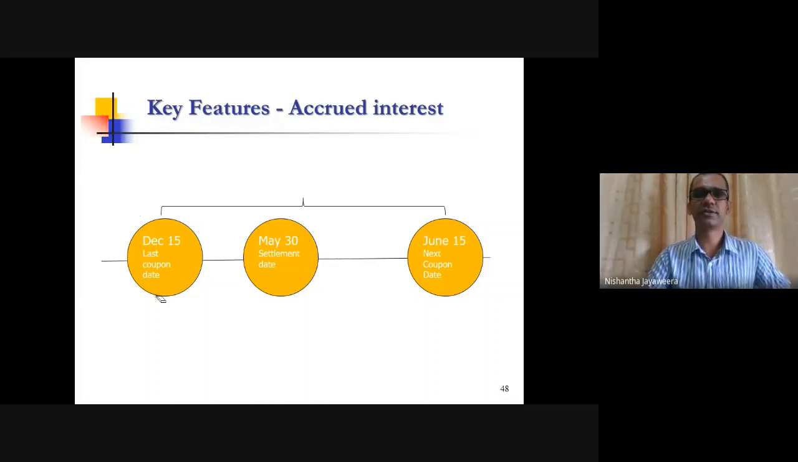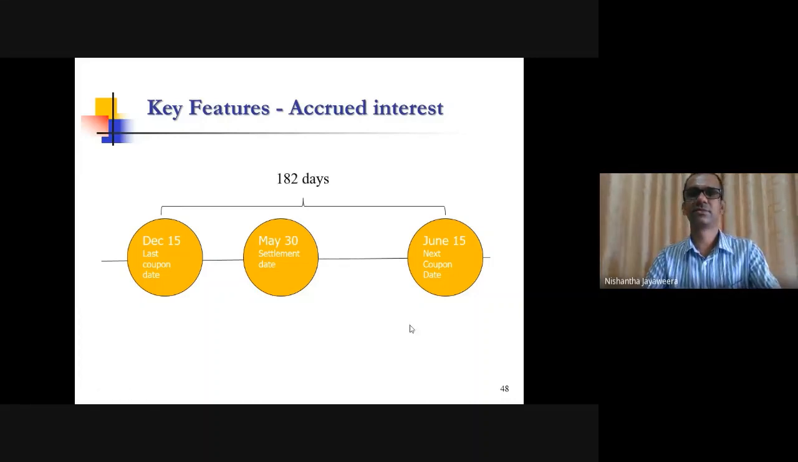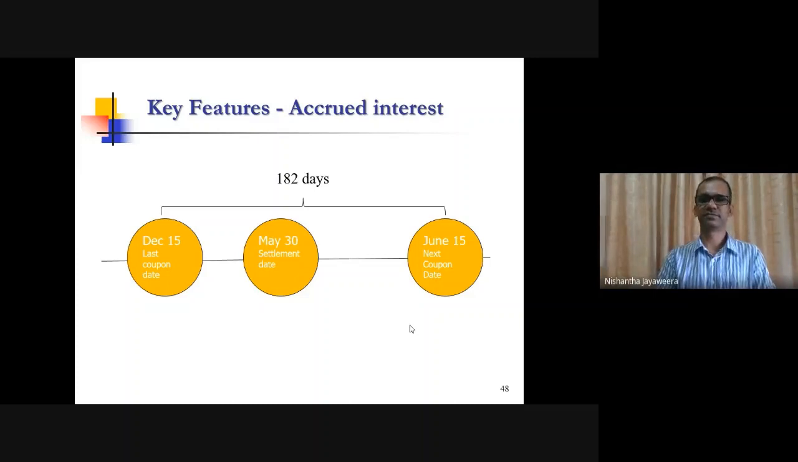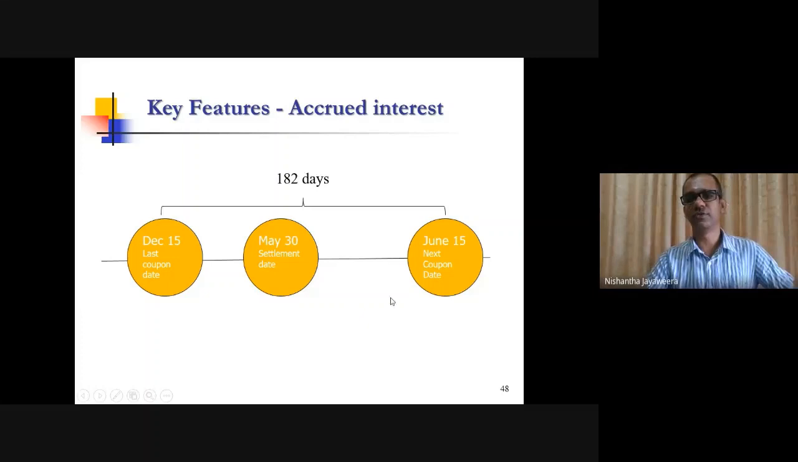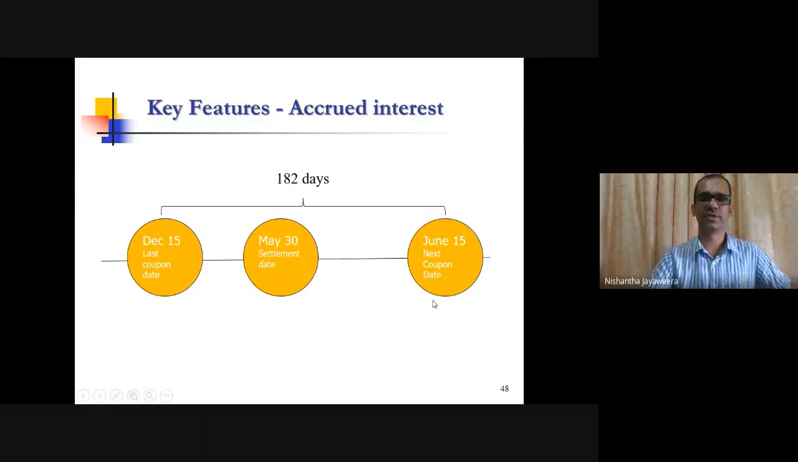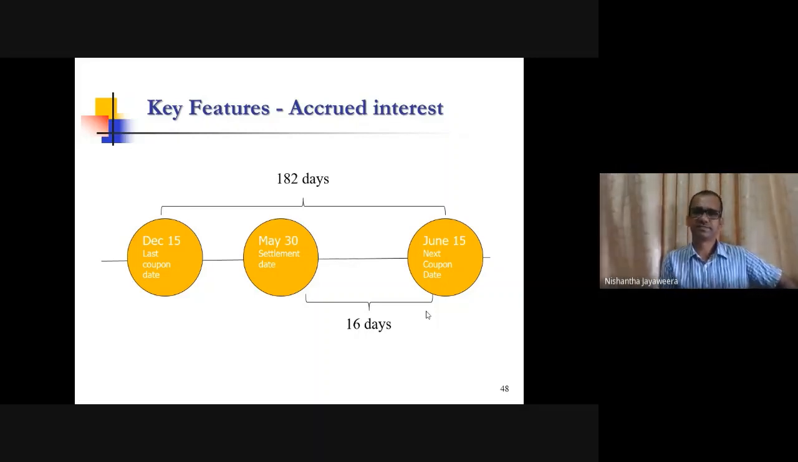You know how to calculate it. June 15th minus December 15th in Excel. You would get 182 days. Now we need the number of days between May 30th and June 15th. That means the remaining number of days in the current coupon period. If you calculate it, it's only 16 days.